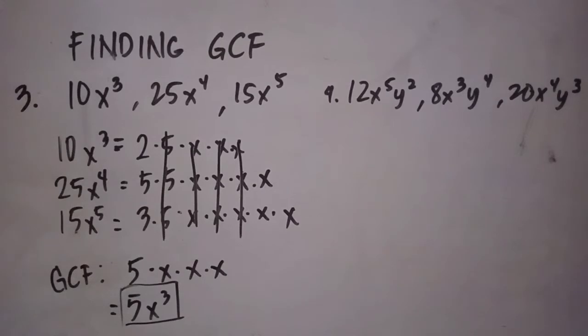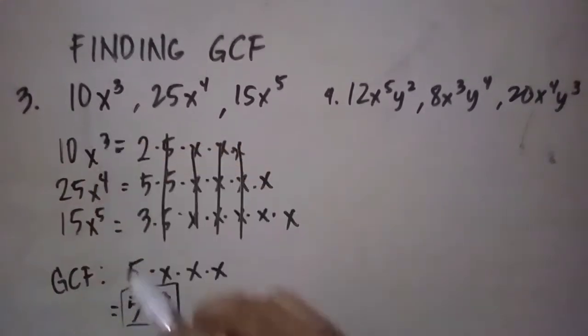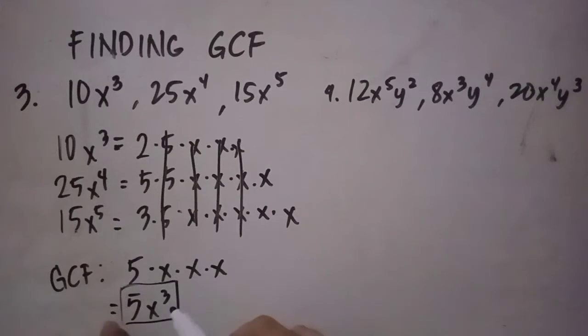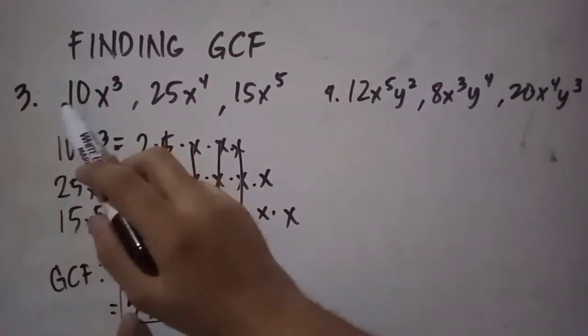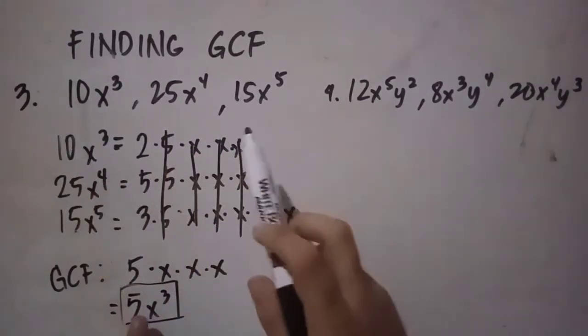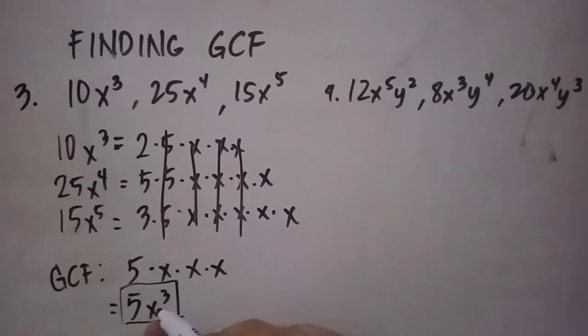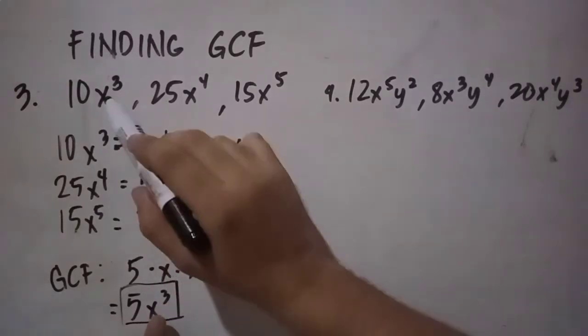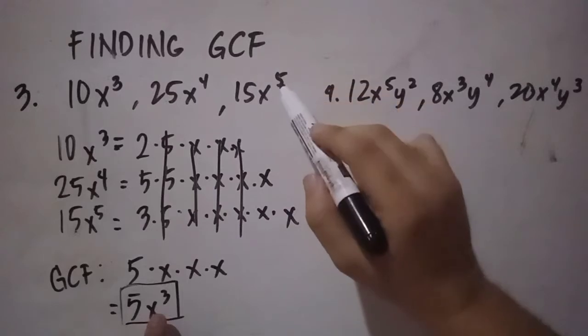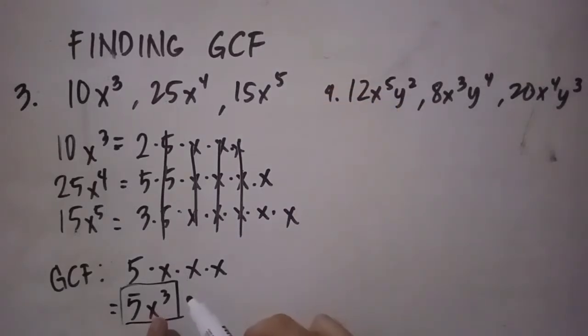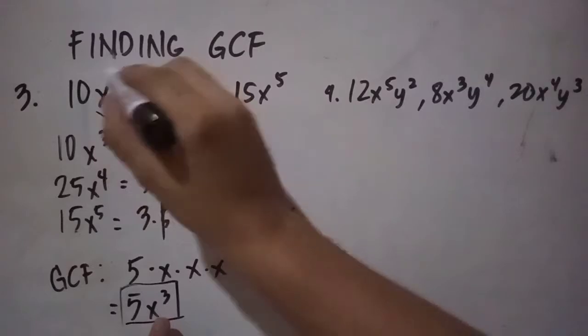Okay? So, kung mapapansin nyo, di ba? Yung numerical coefficient sa GCF is just the GCF of 10, 25, and 15. Tapos, itong x cube, di ba? So, ito yung GCF ng x cube, x to the 4th, and x to the 5th power. Kung saan yung x cube is kinuha as the lowest power.